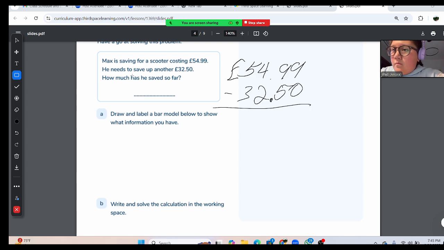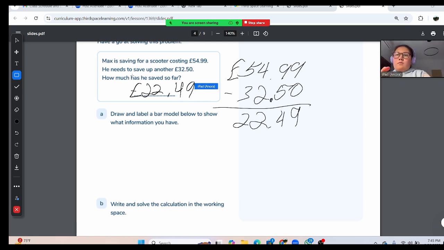Very good. Yeah. I think you understand it. Perfect. Exactly. That's how you would be doing. Can you draw the bar model to show what information you have in the question? You use the shapes from the tools.